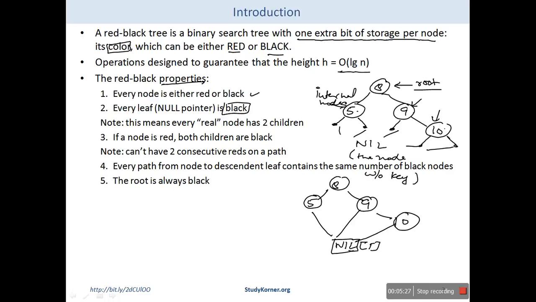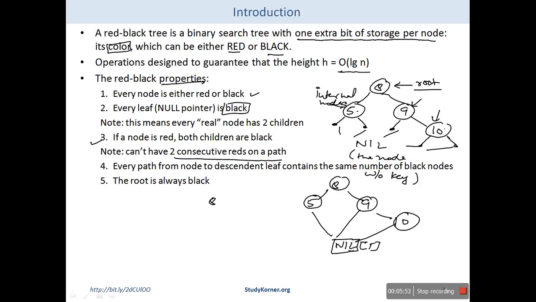Okay. Now the third point is, if a node is red, both its children are black, so we cannot have two consecutive red nodes on a path. The fourth one is, every path from a node to a descendant leaf contains the same number of black nodes, and that is the black height. It means if we count, suppose I will draw a red black tree here.